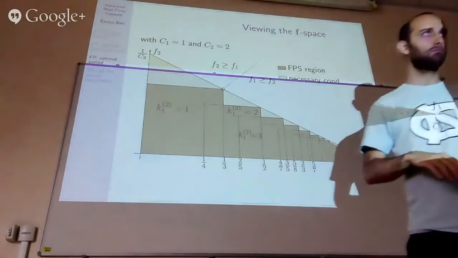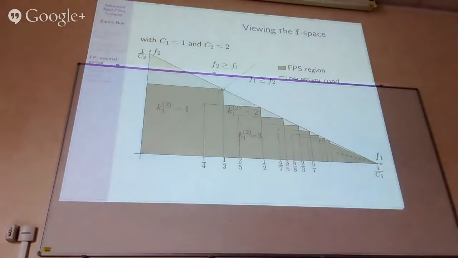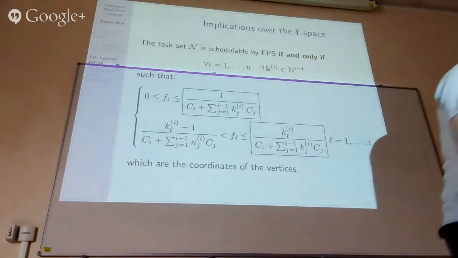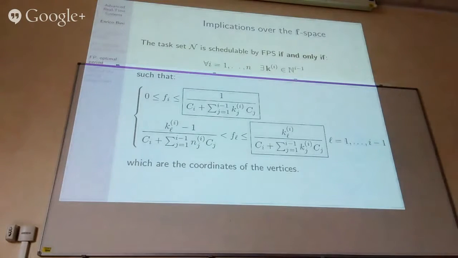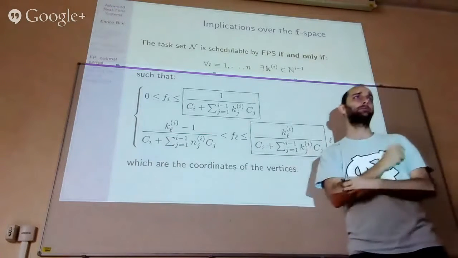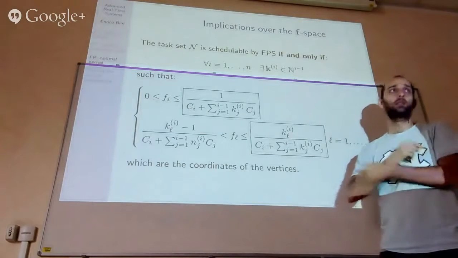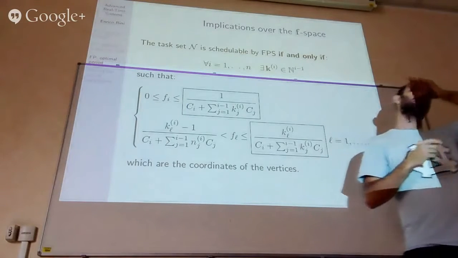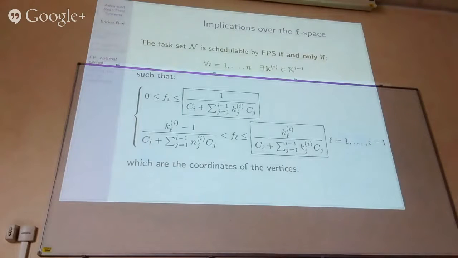Can you go to the previous slide? Yeah. So K is the occurrence. K is the number of jobs interfering into the response time. It's a kind of occurrence of high priority jobs.